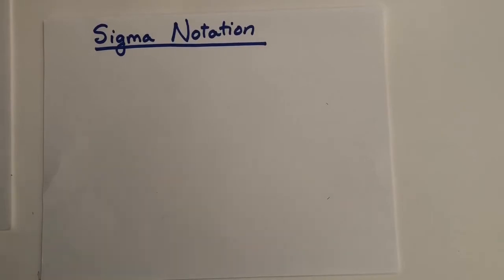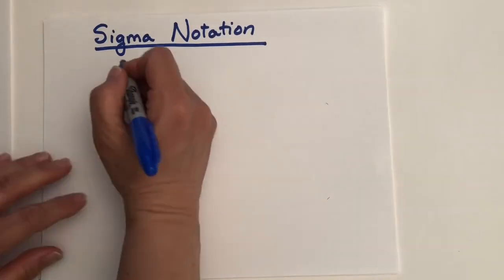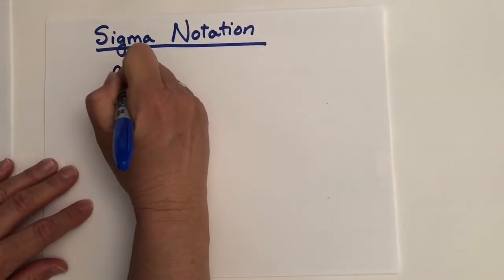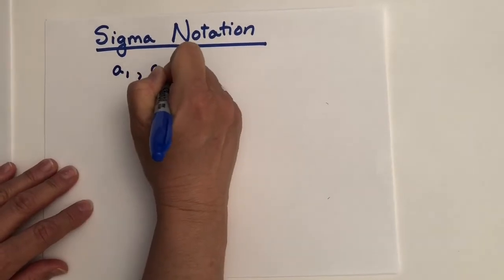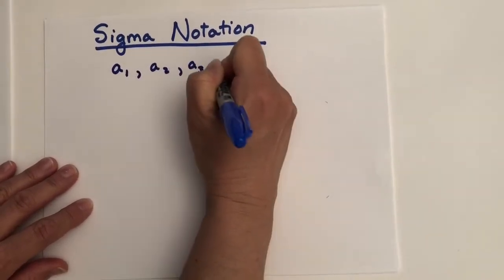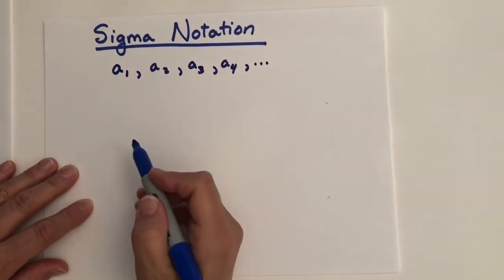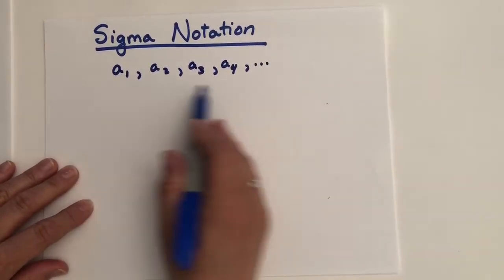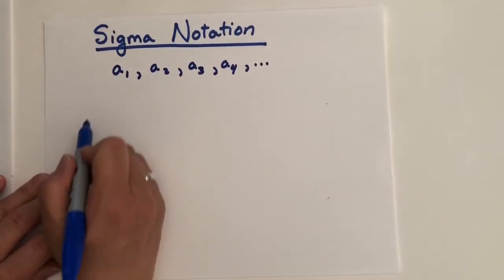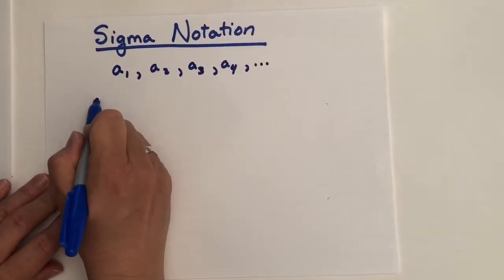About sigma notation, sometimes called summation notation. Suppose that we have a sequence that looks like this: a sub 1, a sub 2, a sub 3, a sub 4, and so on. And suppose we wanted to find the sum of some of the terms of the sequence. We could write it this way.